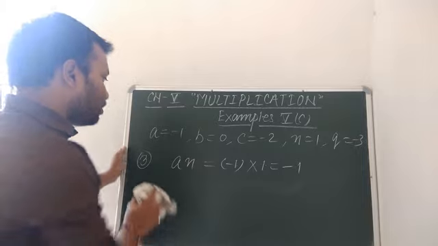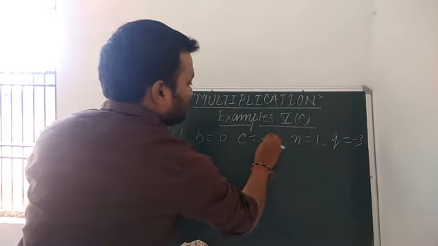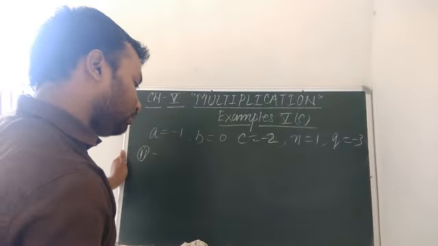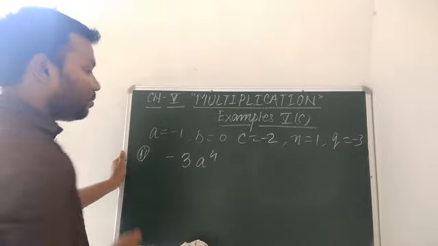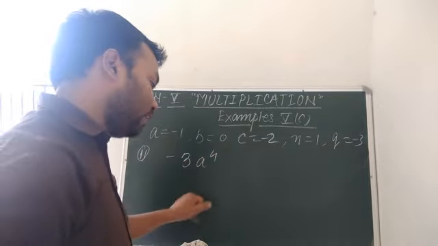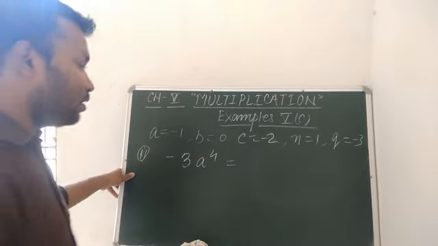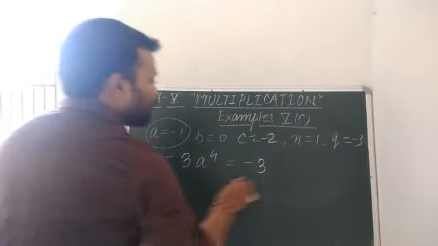Now move on to question number 11. The problem is -3a to the power 4, and we have to find the value of this algebraic term. So we will put the numeric value of a, which is -1 here.